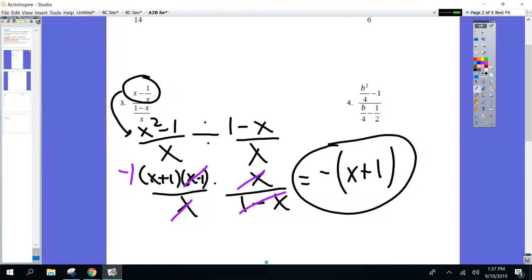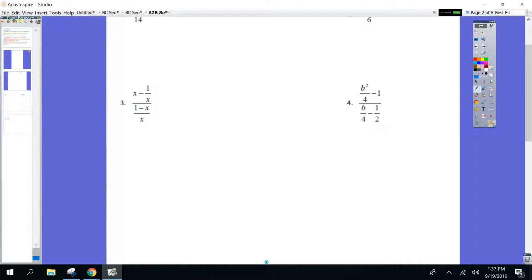How you guys doing, all right? Have you noticed we've only had to work on the top? Now look at number 4. What are we going to do with number 4? Top and bottom. We're going to have to combine top and bottom.